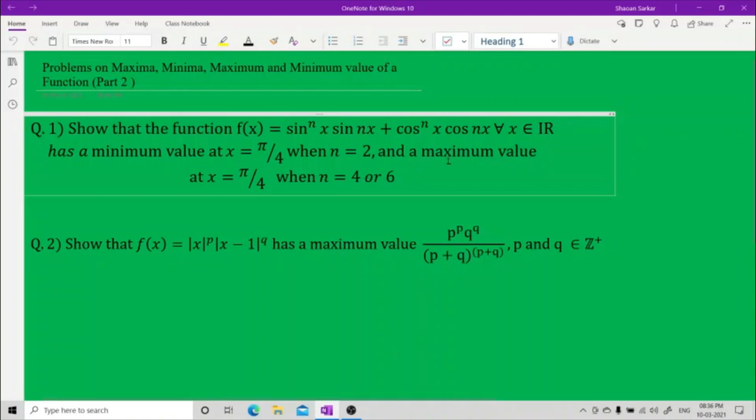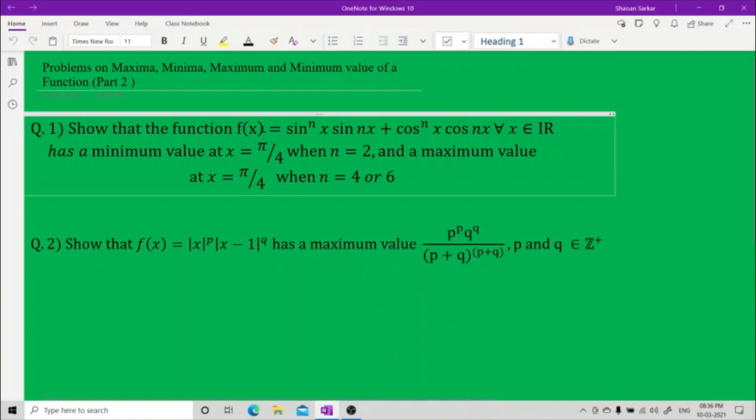In order to show maximum value, at x equal to pi by 4 when n is 4 or 6, the second derivative, the double derivative should be less than 0. Maximum value दिखाने के लिए इसका second derivative at x equal to pi by 4 पे when n 4 है या 6 है, तो अब ये second derivative less than 0 होना चाहिए. ये क्वेश्चन में करना पड़ेगा. This we have to do in the question.